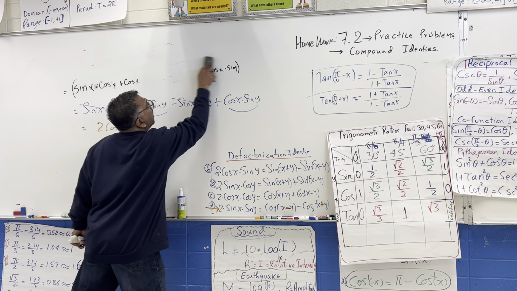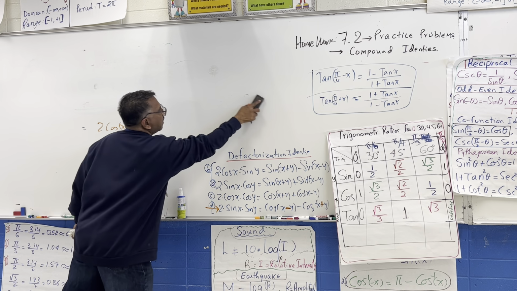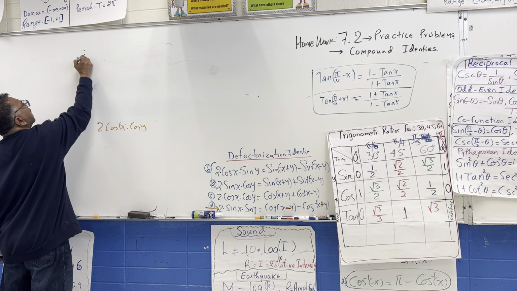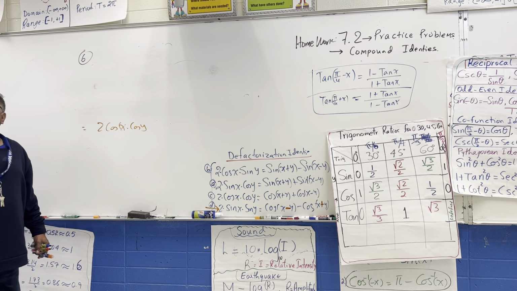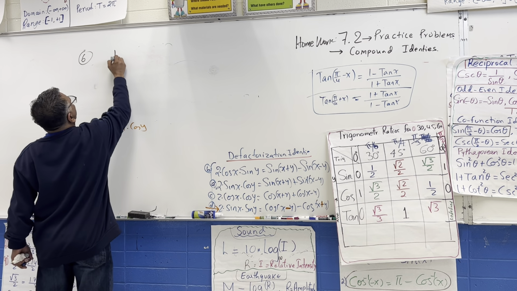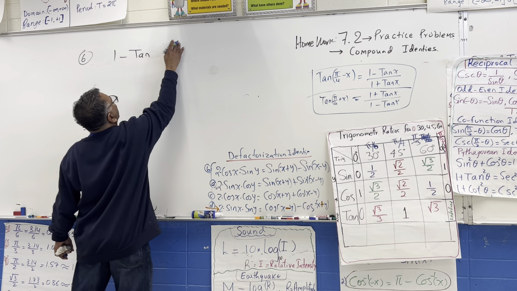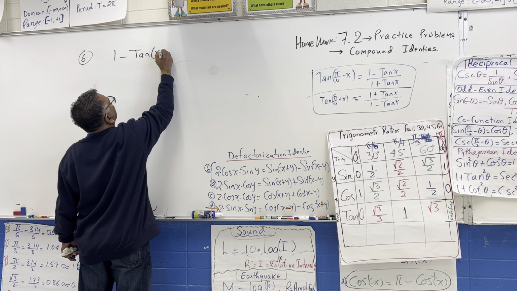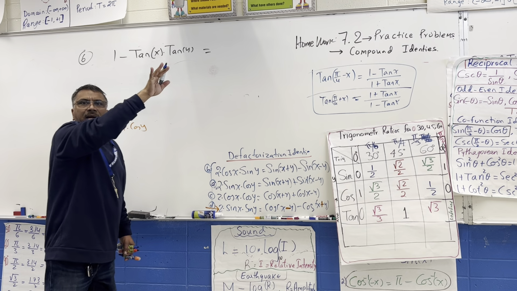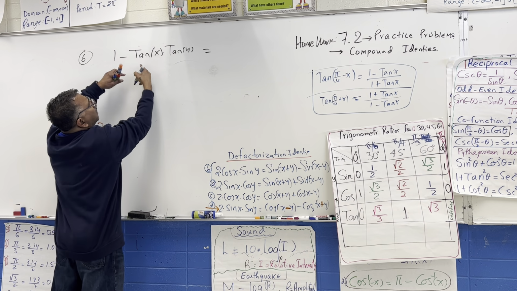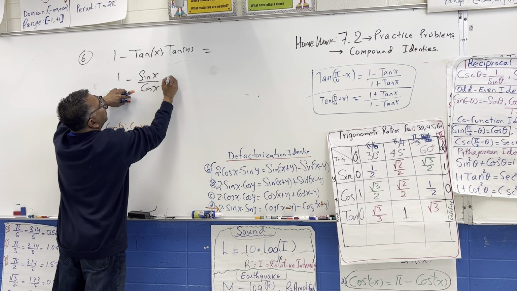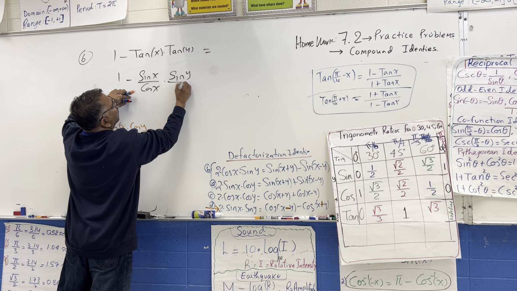Before the bell rings, let me start the first one. Can you tell me, in problem 6, what is given here? 1 minus tan x times tan y. Now they gave you something on the right, correct? At the most, all you can do is write it as sin x over cosine x, and this one becomes sin y over cosine y. Can you write this quickly?